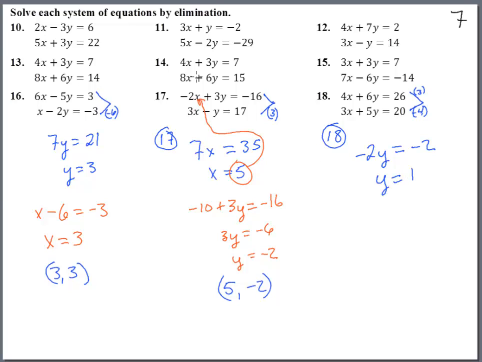Let's stick it back up in and see what we get. Stick it into either there or there, doesn't matter. We have 3x plus 5 times 1 equals 20. Subtract 5 and we get 3x equals 15. Divide by 3 and we get x equals 5. Which means our solution is x is 5, y is 1. Let's just double check it really quick. 4 times 5 is 20 plus 6 times 1 is 6, 26. 3 times 5 is 15 plus 5 is 20 indeed.